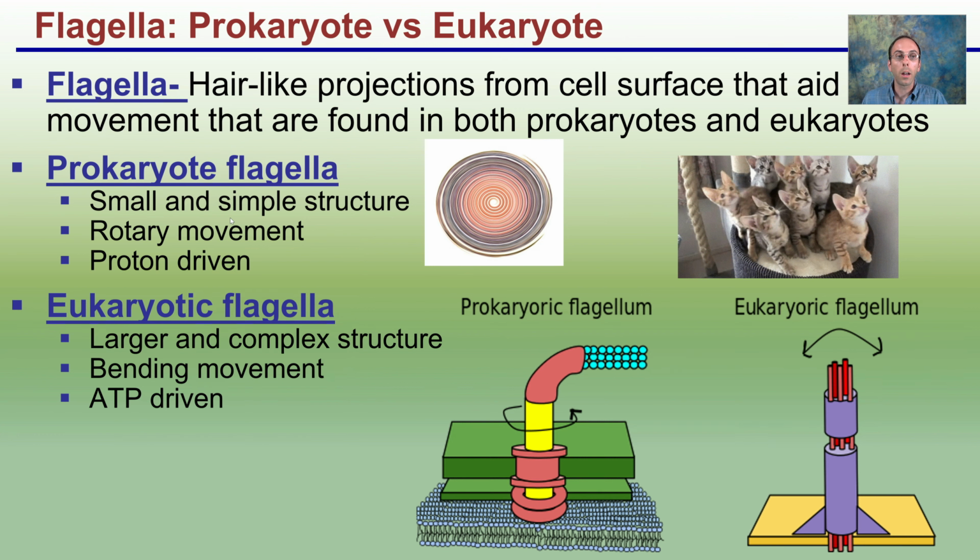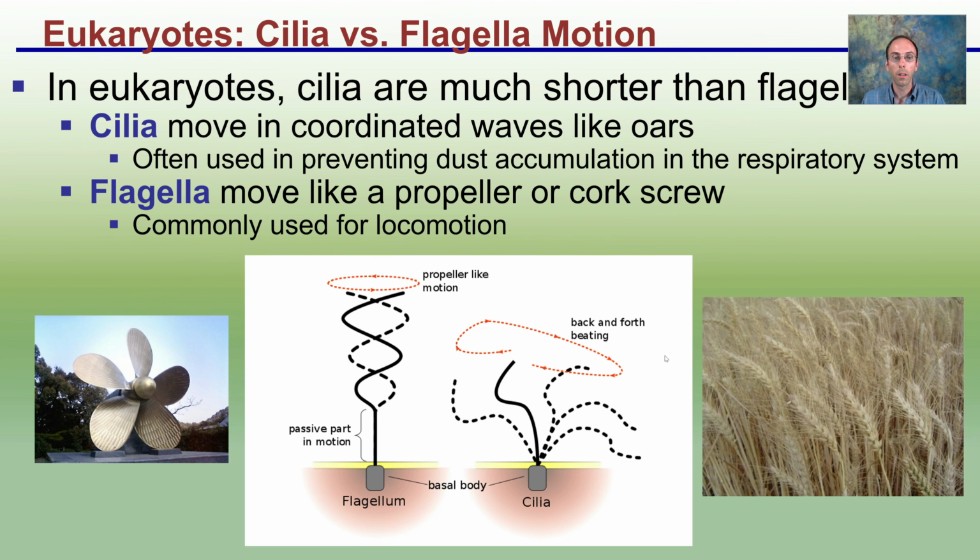Flagella are hair-like projections of the cell that aid in movement and are found in both prokaryotes and eukaryotes. Prokaryotic flagella are small, simple in structure, have a rotary movement, and are proton-driven. Eukaryotic flagella, because both can have flagella, tend to be larger and more complex, with a bending movement. Think of one as spinning, a rotary movement, and the other as a back and forth movement. That's the comparison between prokaryotic and eukaryotic flagella.